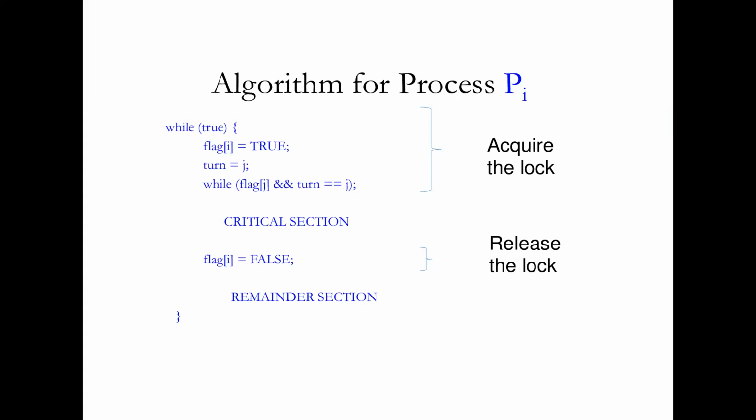So then I'm waiting. You see the semicolon means I'm not entering the critical section. So finally, when any of this is not true anymore, I'm going to enter the critical section. And at the end, when I want to release the lock, I will call flag[i] equals false. So I'm no longer indicating my preference to be in the critical section. I set it to false.